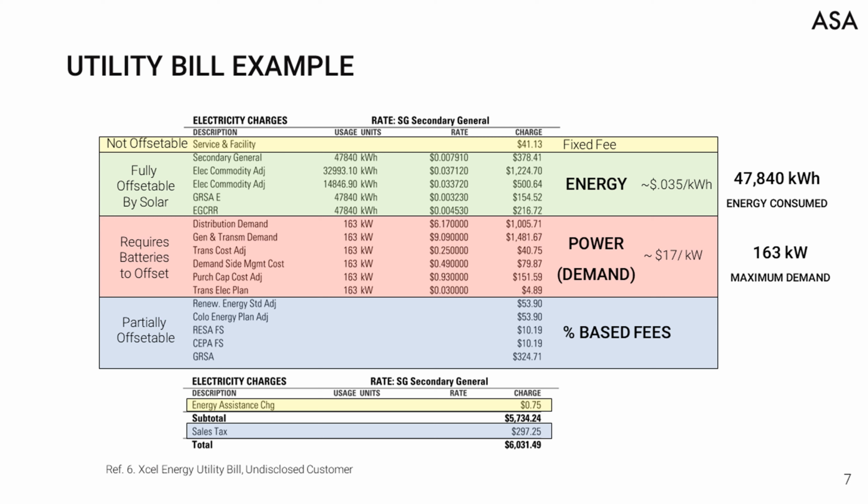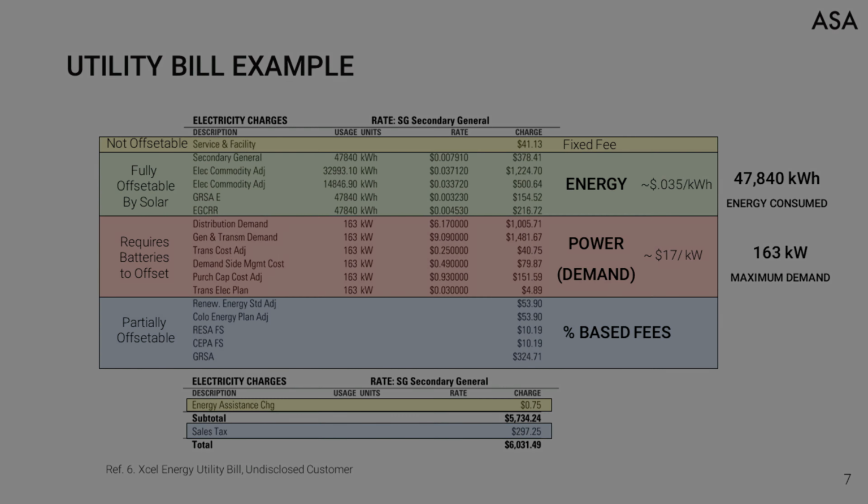Several utilities have programs that enable property owners to switch rates once a solar system has been installed. These rate switches can provide savings by lowering demand charges at the expense of increasing energy charges. When those same energy charges are offset by solar, rate changes like this can prove to be very lucrative. Hopefully, this utility bill example helps solidify the difference between kilowatts and kilowatt hours and provides context to how solar can provide savings.